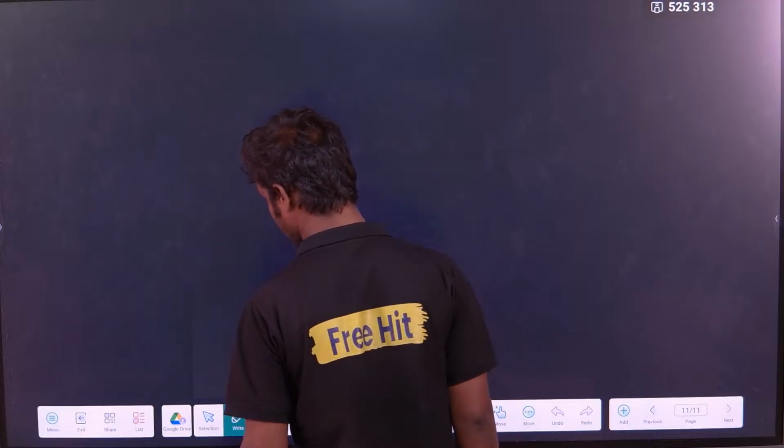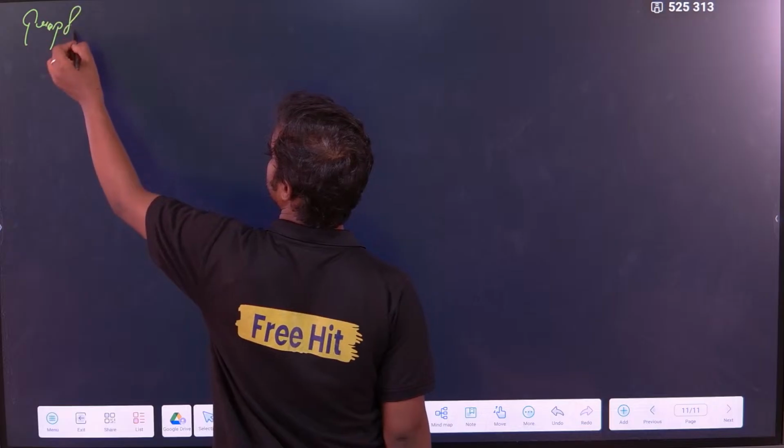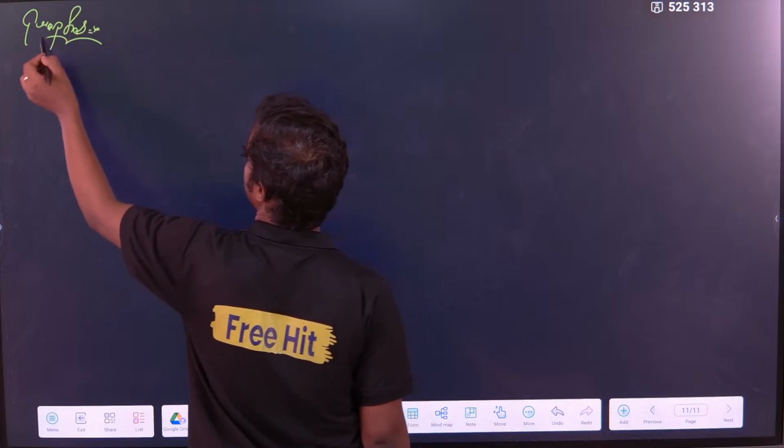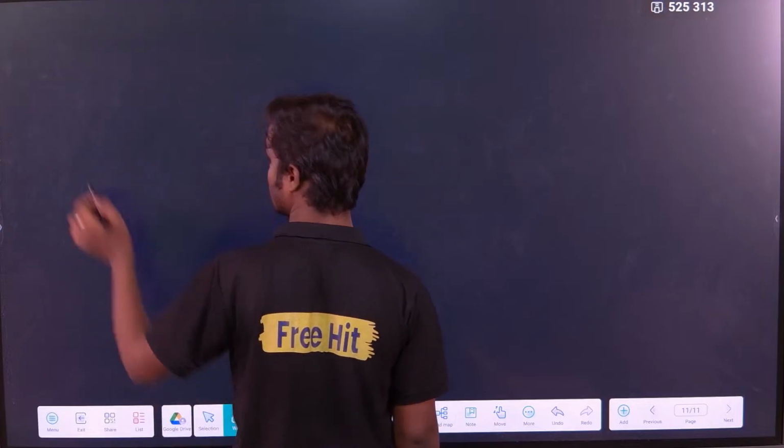Let's talk about graphs. We have seen what the different things in graphs are, but let us discuss in more detail. What is a graph?